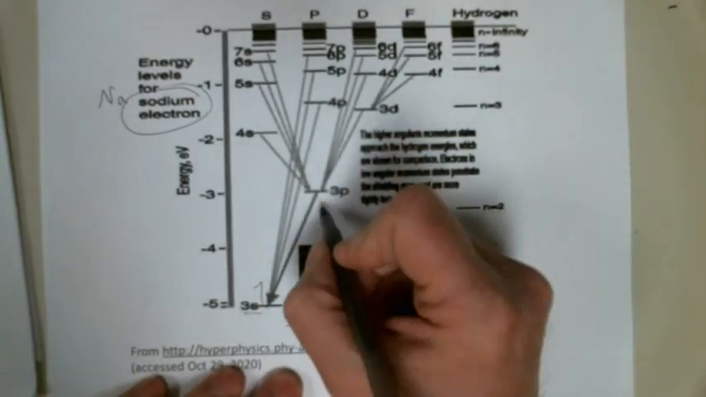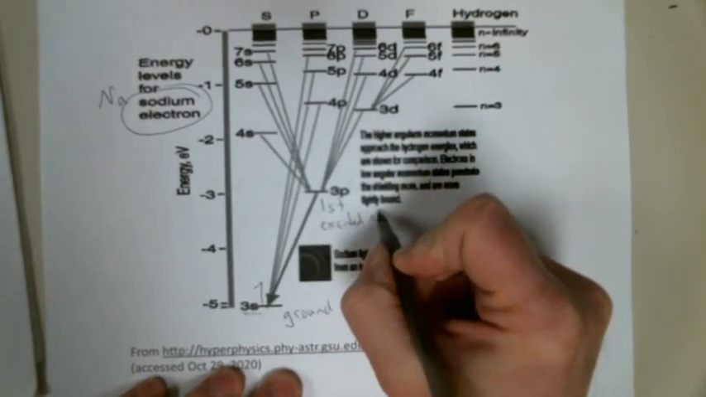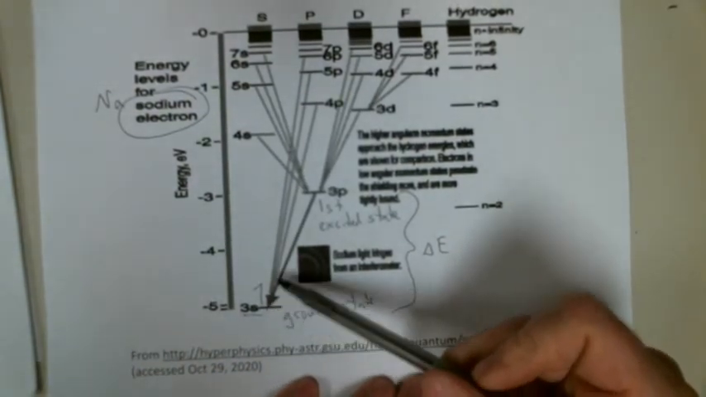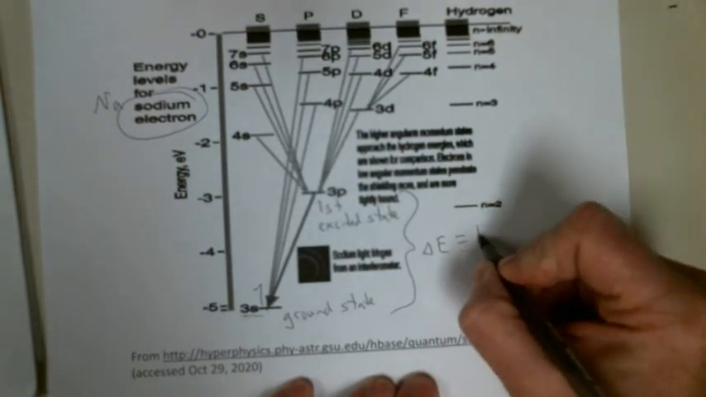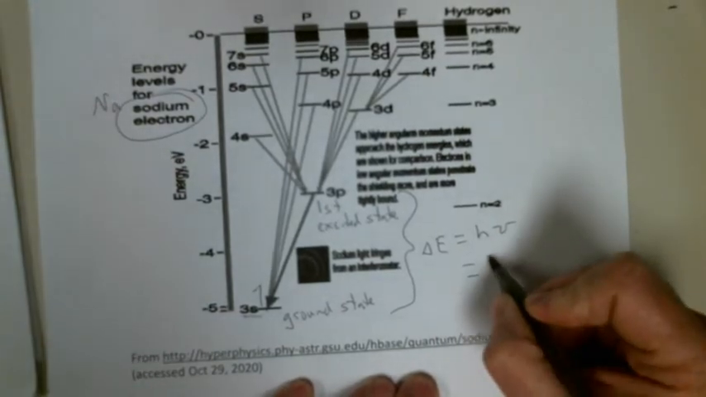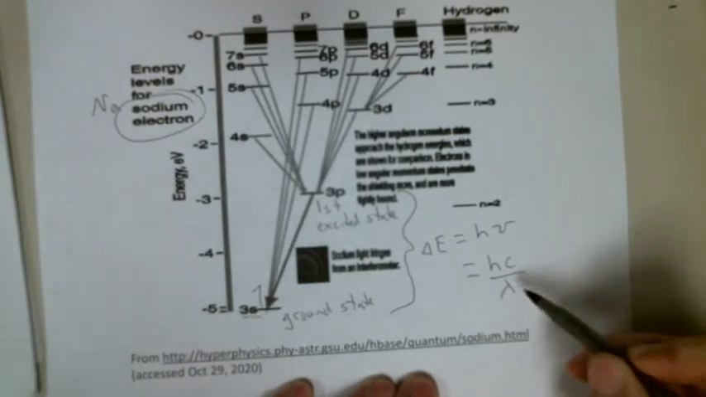And so this 3p orbital would be the first excited state for sodium. And we want to know then, what is that change in energy for that transition? So we heat the sodium up, electron pops up to the excited state, then it comes back down and it gives off a photon, and that photon has that energy, h nu, or if we're interested in the wavelength, h times c over lambda, where c is the speed of light.